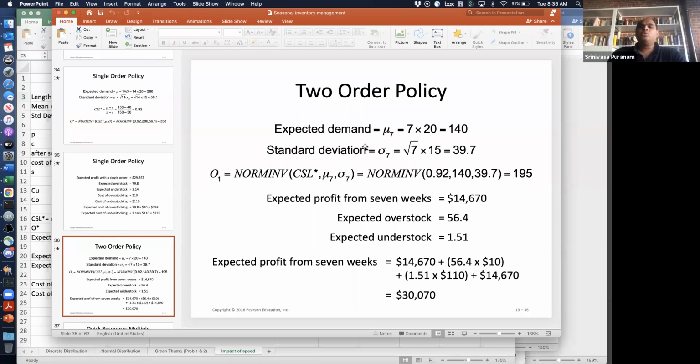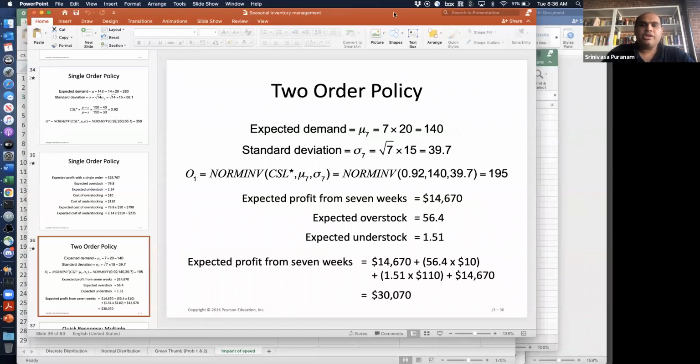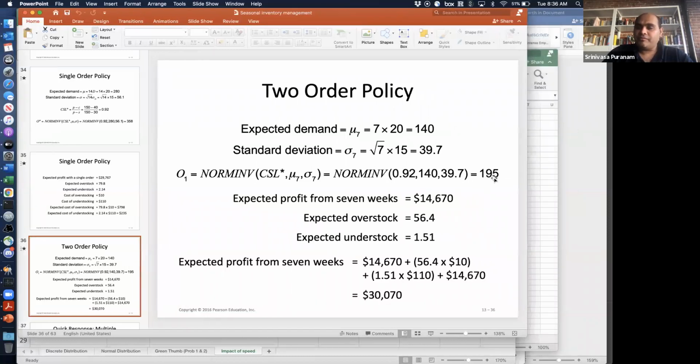All right, so the 2 order policy. Now because we're ordering 2 orders, we are first placing an order for the first half. We are only going to look at 7 weeks worth of demand. So it'll be 7 times 20. So 140 is the average demand for the first 7 weeks. Standard deviation will be 39.7. So that's the first piece. And then we'll calculate an optimal order quantity, which is 195. Right? So 195 will be the optimal order quantity, and you'll see that in a second.